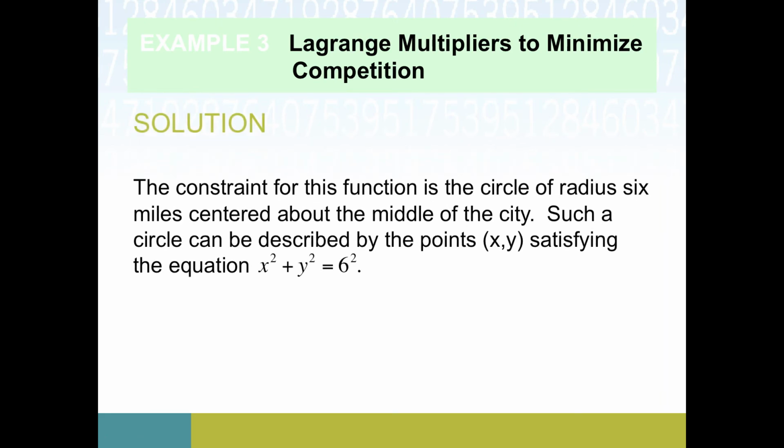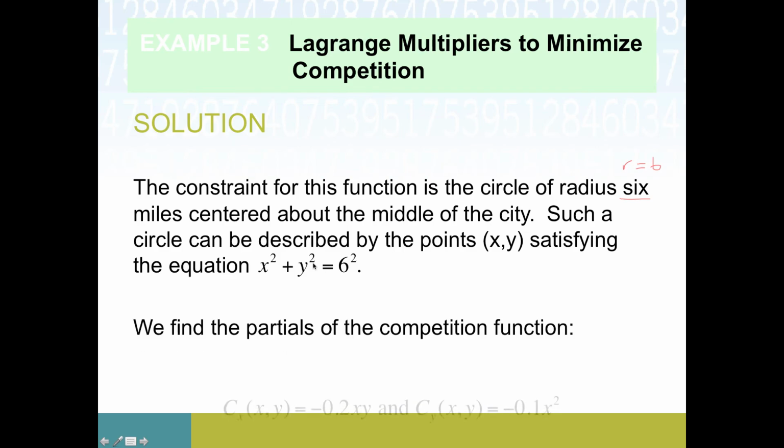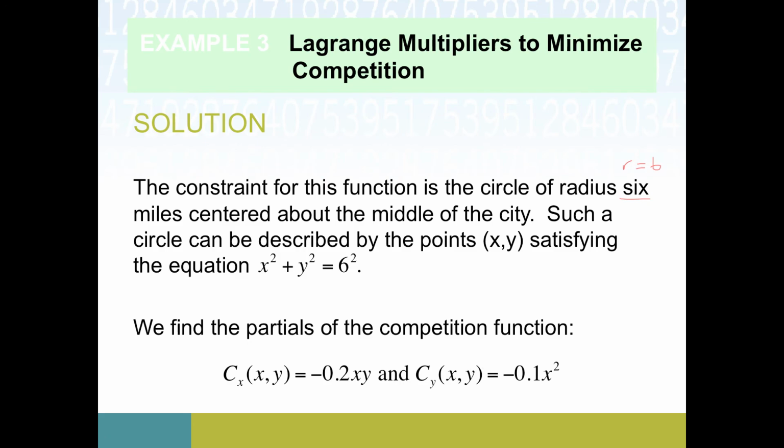So the constraint function is a circle of radius 6. You may or may not remember from a college algebra or even a high school math class that the equation of a circle in the xy plane looks like x squared plus y squared equals r squared, where r is the radius. So we're here looking at radius 6, so that would be r equals 6. We're going to look at our standard option, now becoming a little more familiar if you've watched all these videos, that we're going to take these first partials and set them equal to lambda times the partials of the constraint equation.